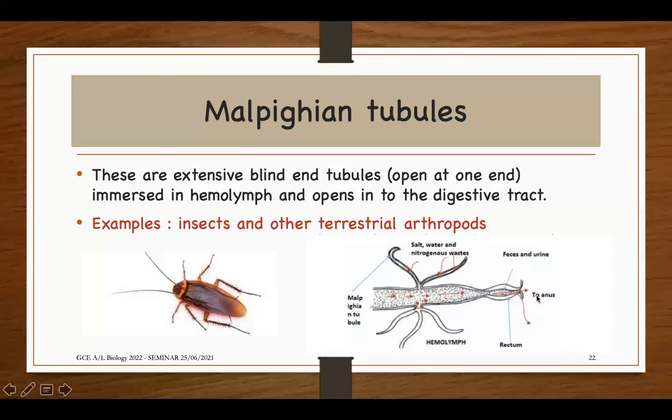You can see there is a blind end open at one end, and these are the Malpighian tubules. Salt, water, and nitrogenous wastes will come into the digestive tract, and through to the anus, the feces and urine will be moved. Okay, yes, you all have done this. All right.